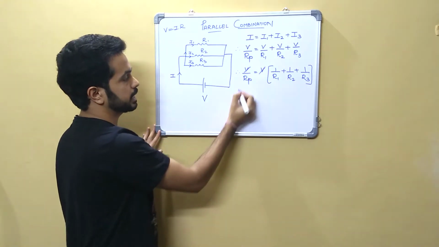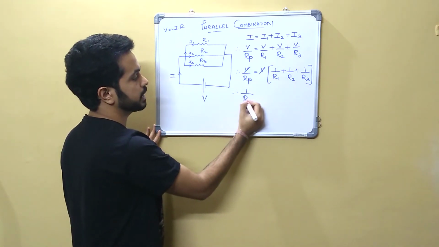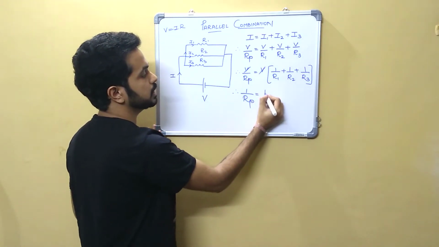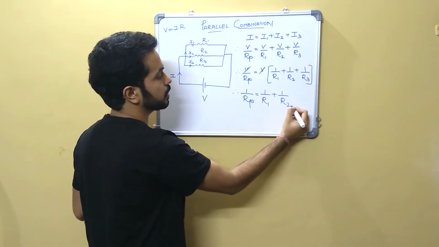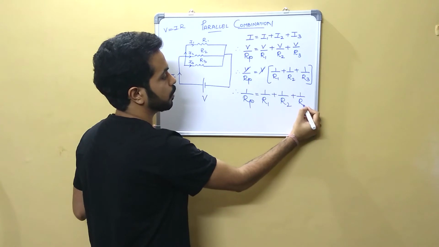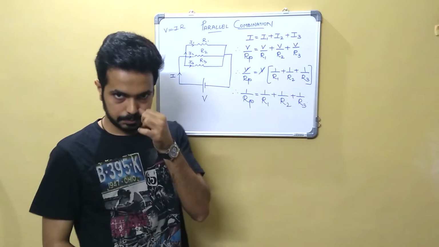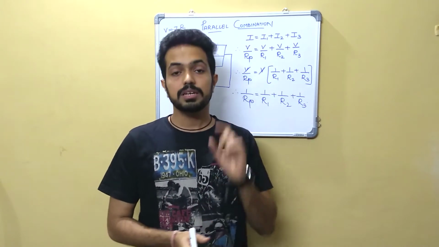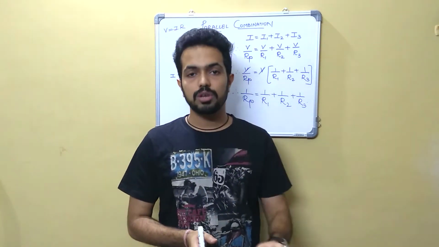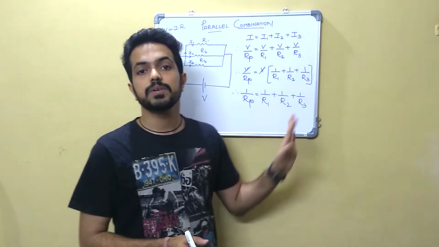Here V gets cancelled. The final equation we are getting is 1 upon Rp is equal to 1 upon R1 plus 1 upon R2 plus 1 upon R3. So what do you understand over here? In parallel combination, the equivalent resistance is always less than the individual resistance.